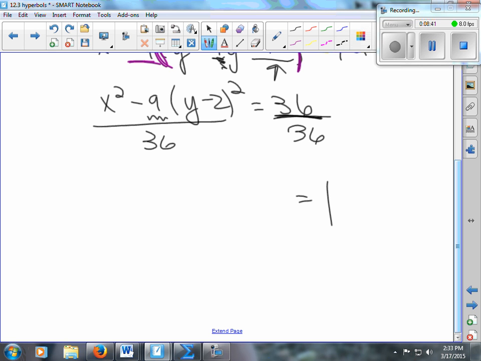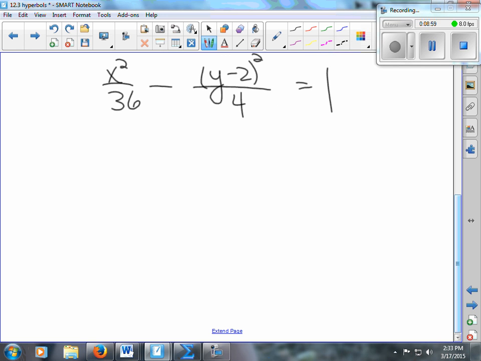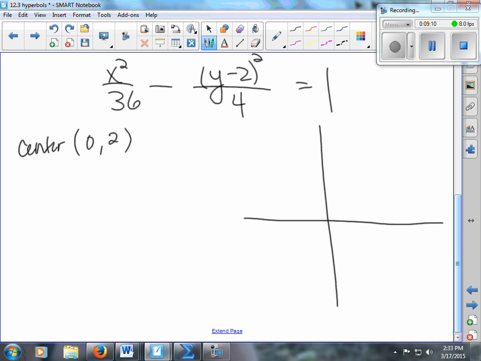And then on the left side, you have to be careful. You're going to distribute the 36. So I've got x squared over 36 minus, and then over here with the y's, the 9 would cancel and make that a 4. And now we're looking at a hyperbola in beautiful standard form. So let's go ahead and do our rough sketch right now. So to sketch this, it looks like my center is going to be 0, 2. And my x radius is 6.